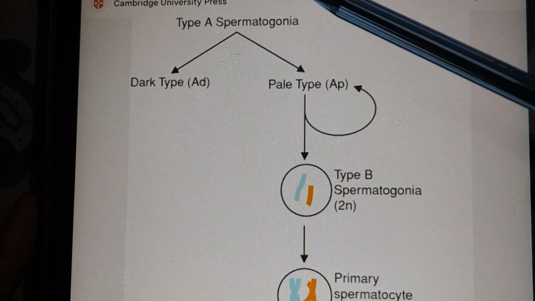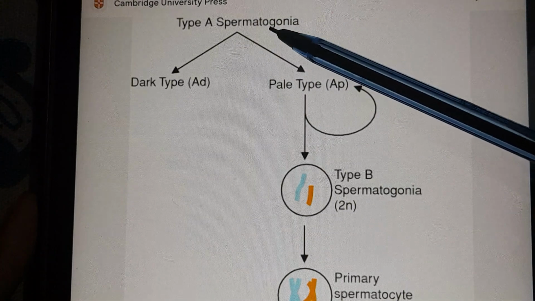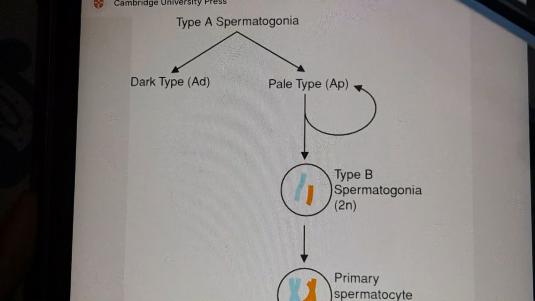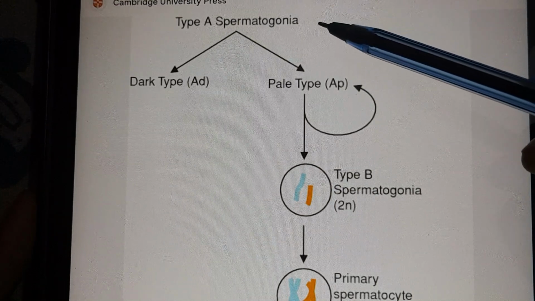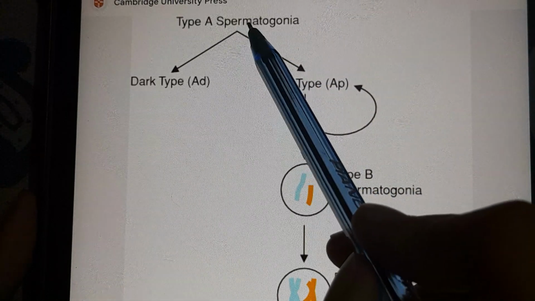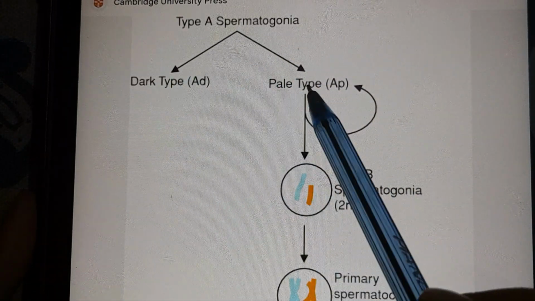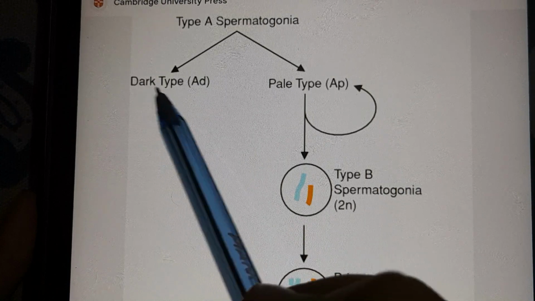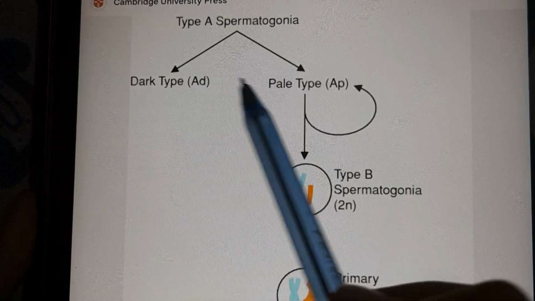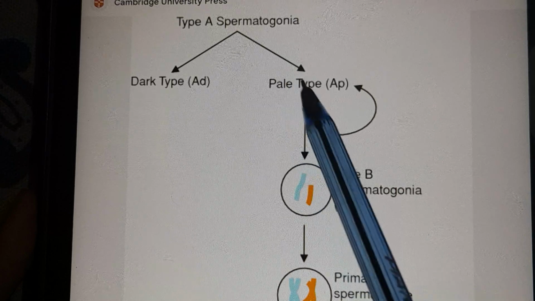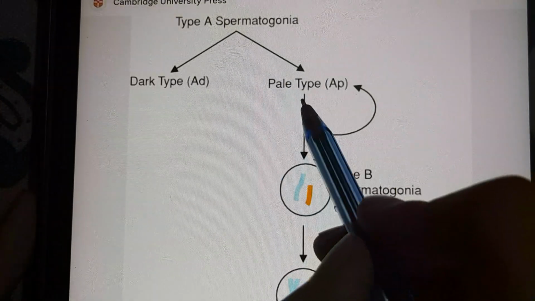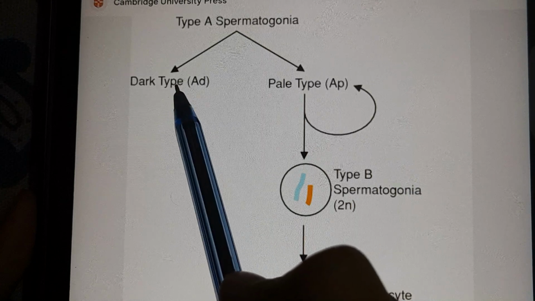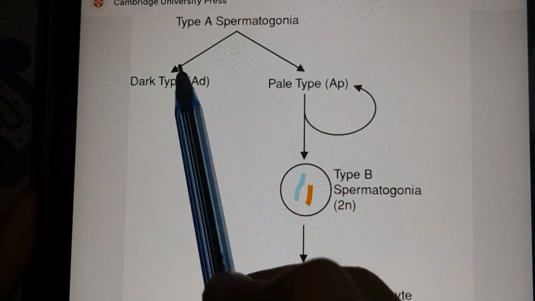In spermatogenesis, we see type A spermatogonia. The type A spermatogonia have their nuclei present near the cell membrane. Type A spermatogonia are of two types, the dark type and the pale type. The dark type will have their nucleolus closer to their cell membrane, whereas the pale type will have their nucleolus closer to the cell envelope.